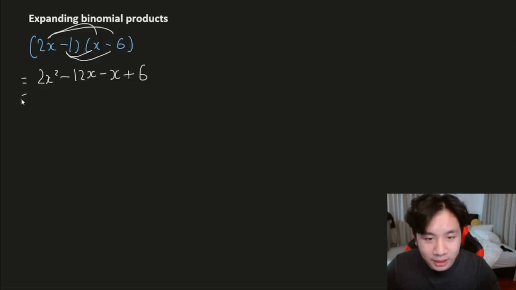And then collect like terms like you did before. 2x squared is by itself. Minus 12x minus x is minus 13x. And we get plus 6 by itself.